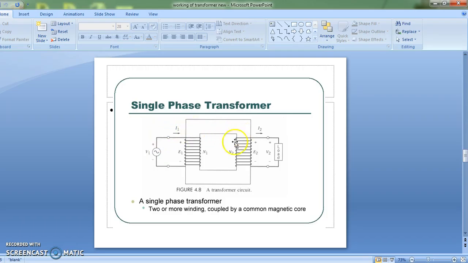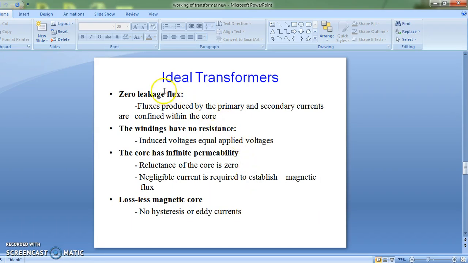Single phase transformer. A single phase transformer has two or more windings coupled by a common magnetic core. Here this primary winding and secondary winding both are coupled with this common magnetic core. On one side of that magnetic core the primary winding is placed, and the winding which is connected to the supply is called the primary winding, and the winding which is connected across the load is called the secondary winding.